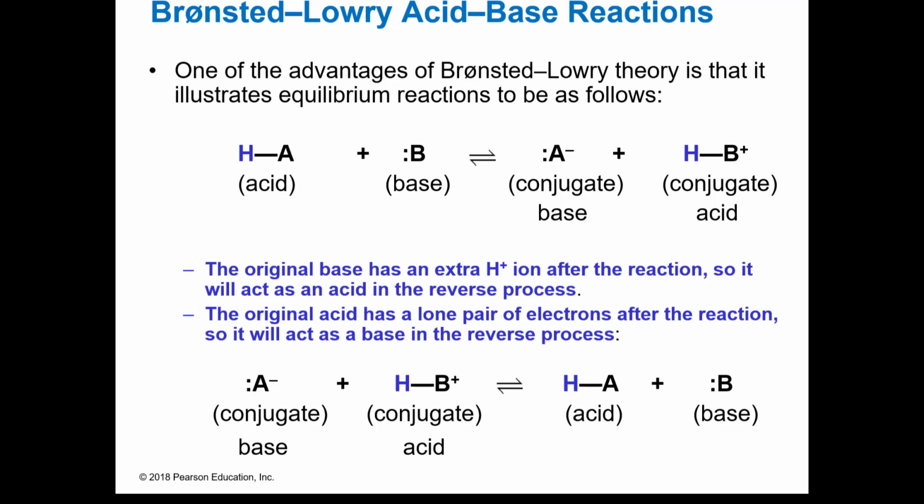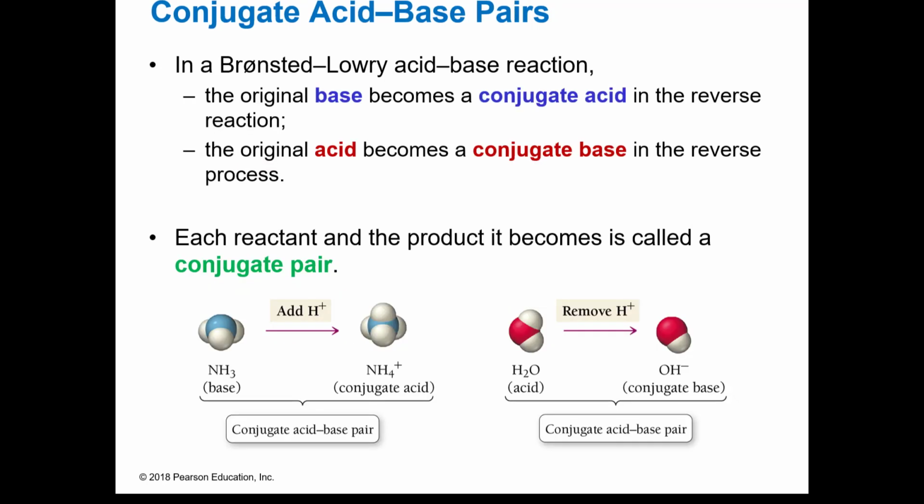So if it's a reversible reaction, obviously it could go either way. So it is reversible if it's doing this. If it's a weak acid, for sure. Now sometimes your strong acids and bases, when they combine, will not be reversible. So each reactant and product is called the conjugate pair.